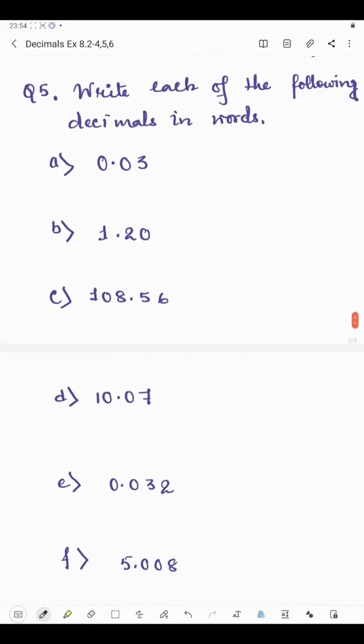Okay, now coming to question number 5. Question number 5 says, write each of the following decimals in words. Words means you will have to write this decimal number in language form. Okay, now suppose we have this number. Okay, now how to read this decimal number?